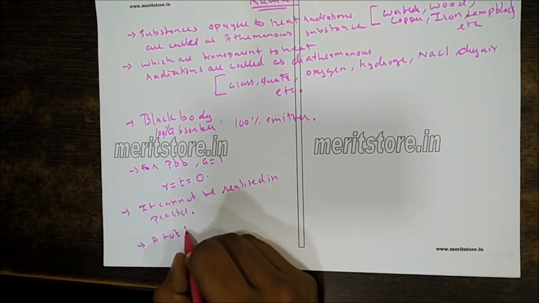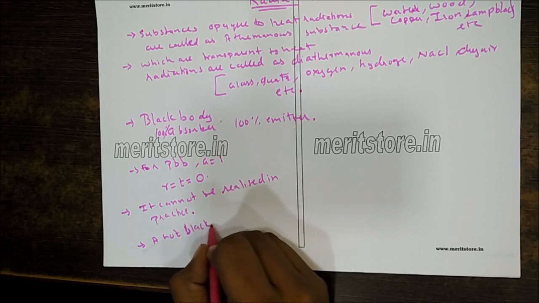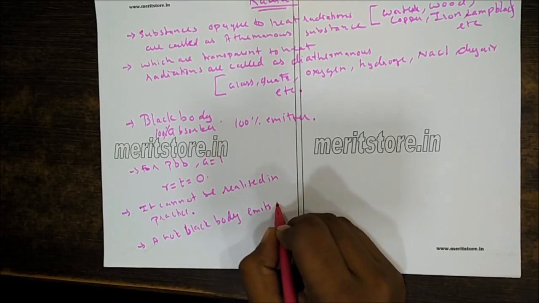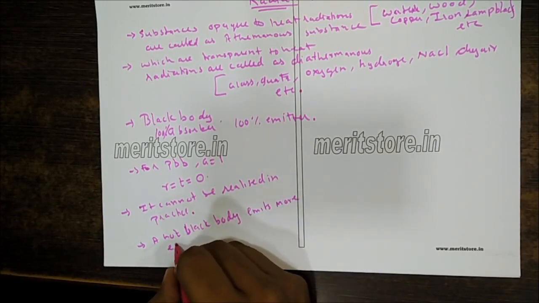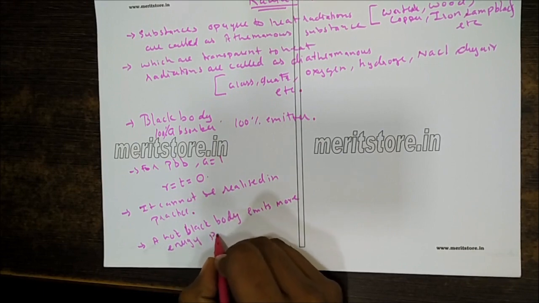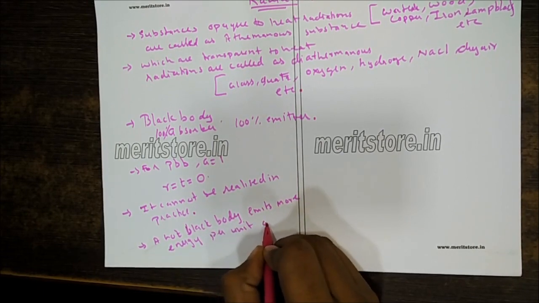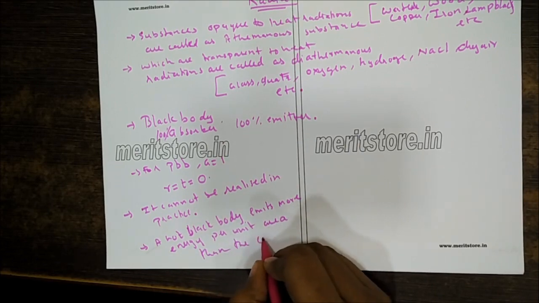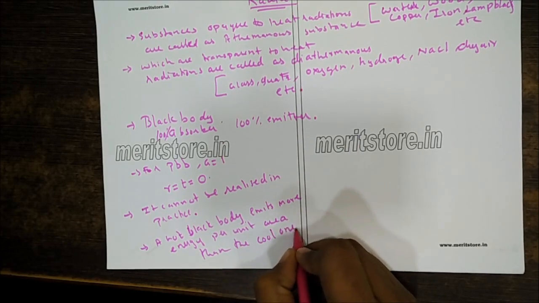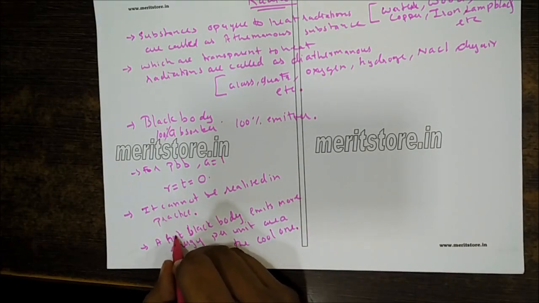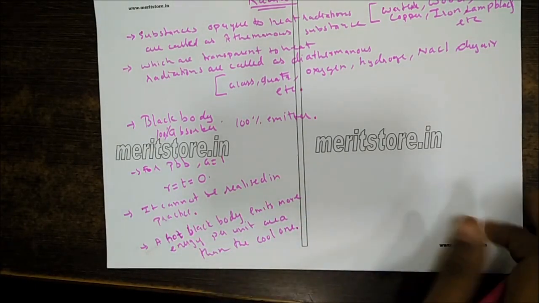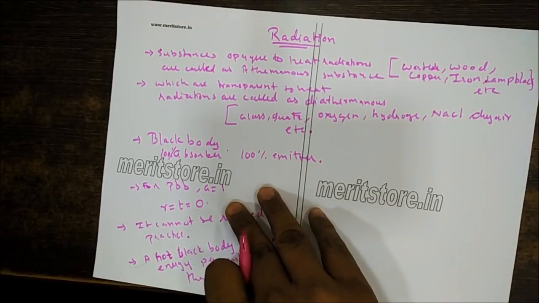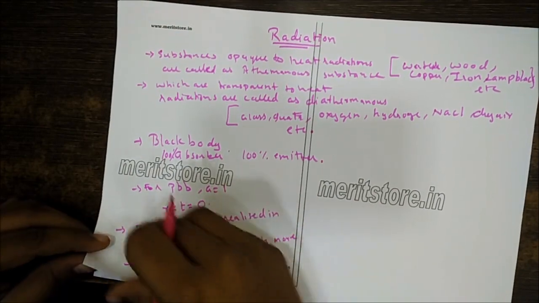A hot black body emits more energy per unit area than a cool one. And that is Newton's law of cooling also, that a body which is at higher temperature will radiate more. Alright, so this was all about a perfectly black body.